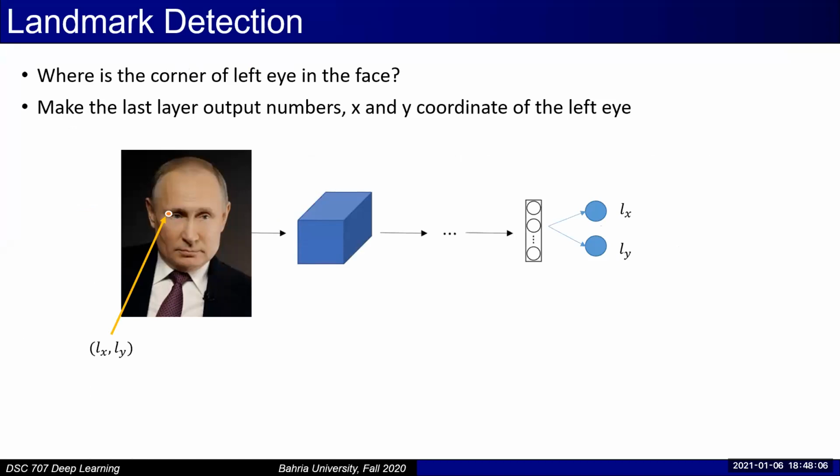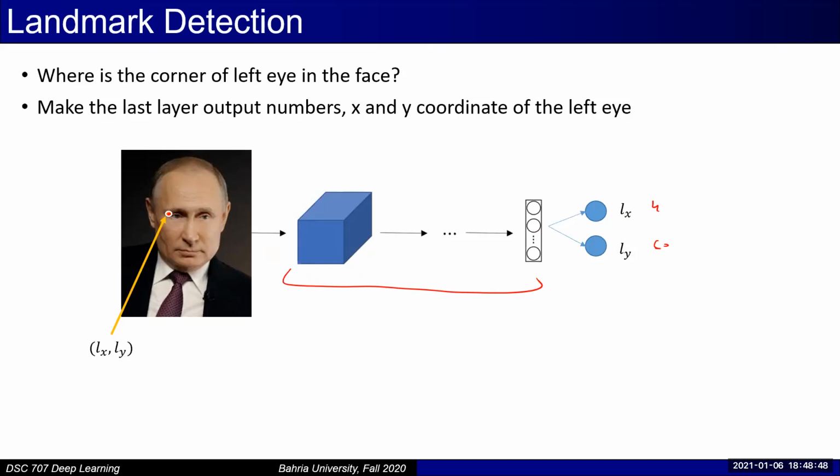Now suppose you are solving the problem of landmark detection. What is a landmark? A landmark is a point of interest in an image. For example, we have an image of a face and we want to know where the corner of the left eye is. So you can use whatever model you are using, and at the last layer you can have the x coordinate of the left eye and the y coordinate of the left eye, so you can predict these numbers. You train the model, and when you feed it a test image, it will output two numbers predicting the corner of the left eye.